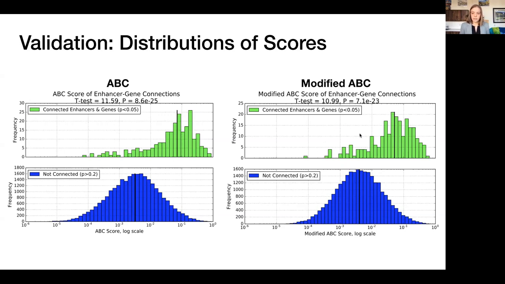This plot shows the same thing, but for the modified ABC score, and the same trend holds true. Those enhancers and genes that are connected have higher modified ABC scores than those that are not connected.